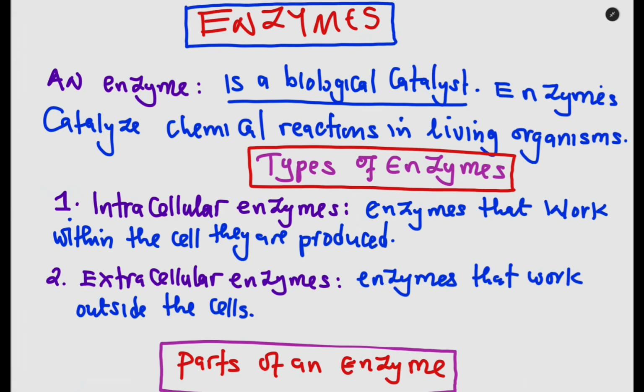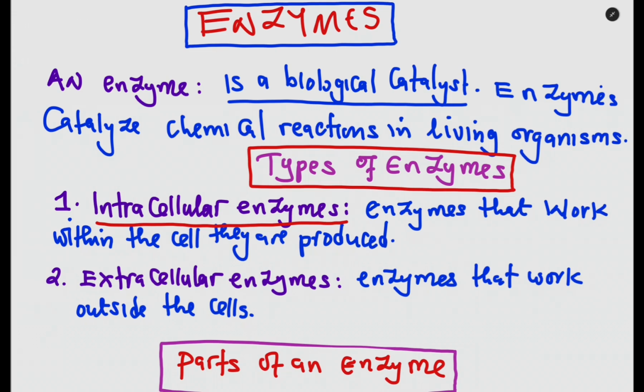Now, depending on where they work, enzymes can be classified into two, depending on where they perform their functions. Enzymes are produced in the cells. There are those enzymes that work within the cells where they are produced, and these are called intracellular enzymes. In other words, intracellular enzymes are enzymes that work within the cell they are produced.